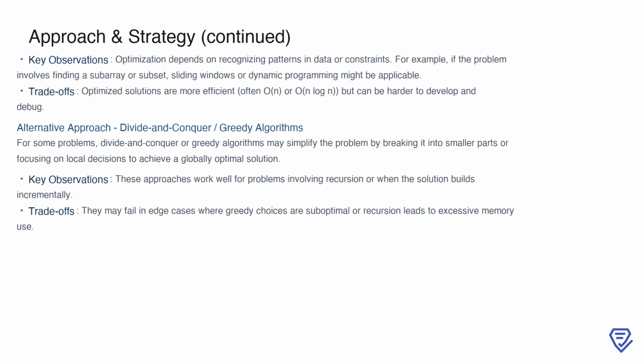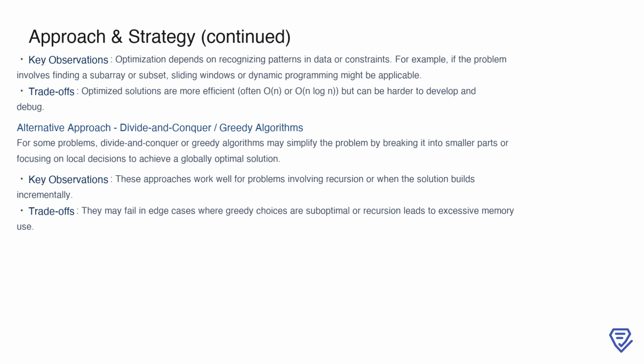Optimization, however, is not just about faster solutions. It's also about recognizing patterns and constraints in the problem. For instance, if the task involves finding a subarray or a subset that meets certain criteria, techniques like sliding windows or dynamic programming can be particularly effective. These methods exploit the structure of the data to avoid redundant work. The trade-off here is that optimized solutions, while efficient, can be more complex to develop and debug.